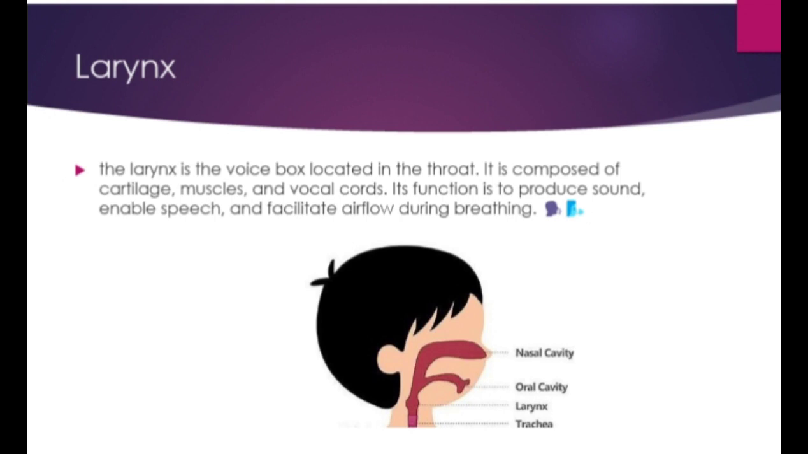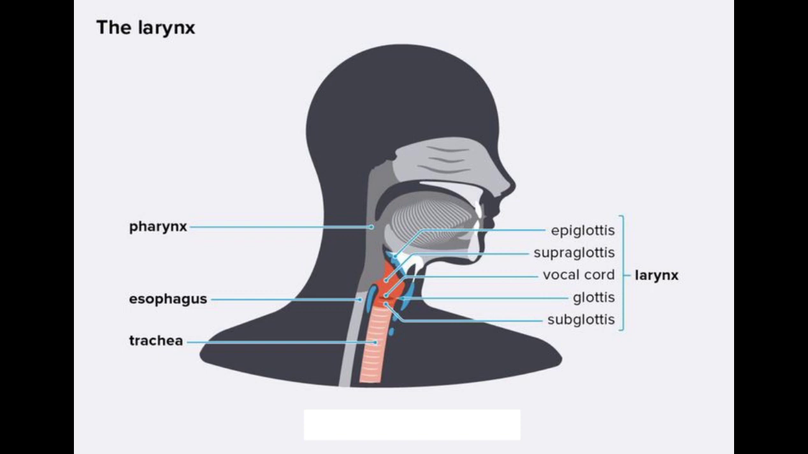One of the key features of the larynx is the presence of the vocal cords. These are two folds of tissue located within the larynx. When we speak or sing, air from the lungs passes through the vocal cords, causing them to vibrate. The vibration of the vocal cords, along with the shaping of the mouth and throat, produces different pitches and tones, allowing us to create various sounds and words.